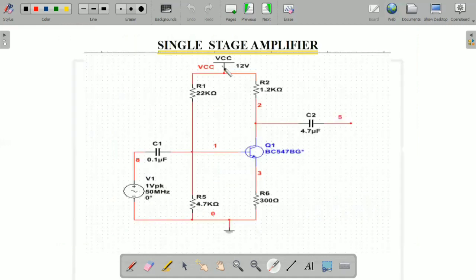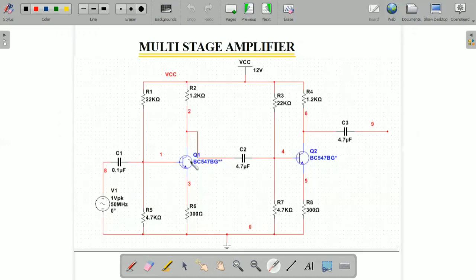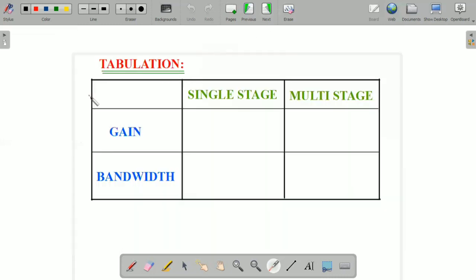This is the circuit which I'm going to use to design the single stage amplifier, which consists of only one transistor, with the voltage divider bias technique. And for multi-stage, I have used only two transistors with similar stages. My first stage is similar to my second stage. I have coupled this using a coupling capacitor. And we will tabulate the results. We will use the Multisim software.